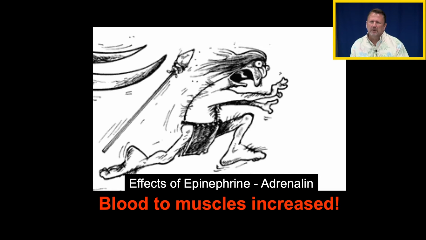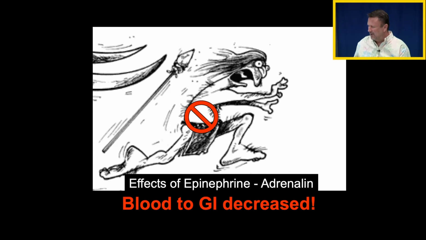All right, well, what else is going on? He needs more blood going to his muscles because they're working really hard to run away. And so what do we do to get more blood to our muscles? Well, one of the strategies is to stop the blood supply going to the gastrointestinal tract. We need to stop digestion, stop peristalsis, and send the blood to the muscles.